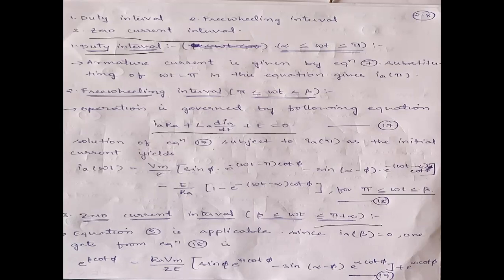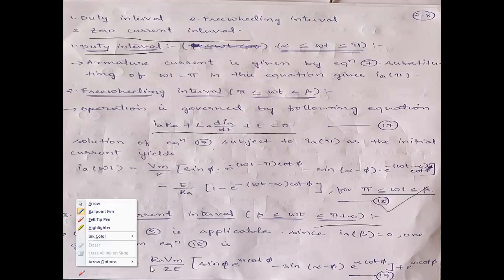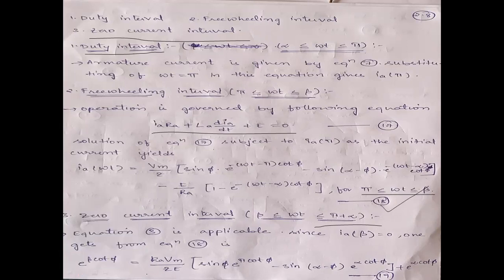Next interval is from beta to pi plus alpha. If you consider equation 3, it is applicable as Ia of beta is equal to 0. So if you want to get Ia of beta from the 18th equation, we get the exponential form: E by RA, e power pi cot phi, is equal to Vm by Z, sin phi e power pi cot phi minus sin of alpha minus pi e power alpha cot phi plus e power alpha cot phi. So beta can be calculated from this equation.